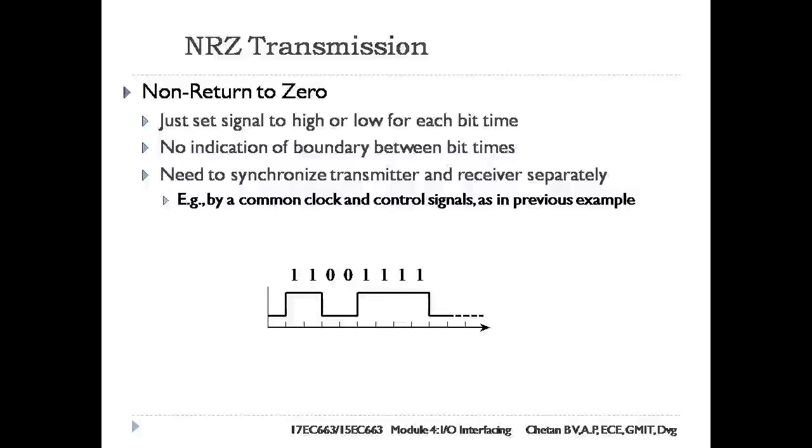NRZ transmission. Non-return to zero is the abbreviation of NRZ. It is a form of serial transmission. Here we can just set the signal to high or low for each bit time. There is no indication of boundary between bit times. Here we need to synchronize transmitter and receiver separately, for example by a common clock and control signals as in the previous example.